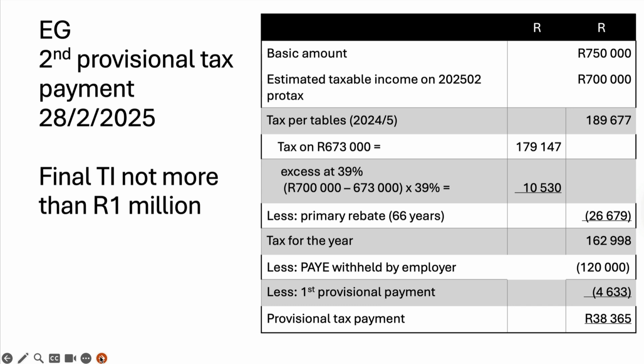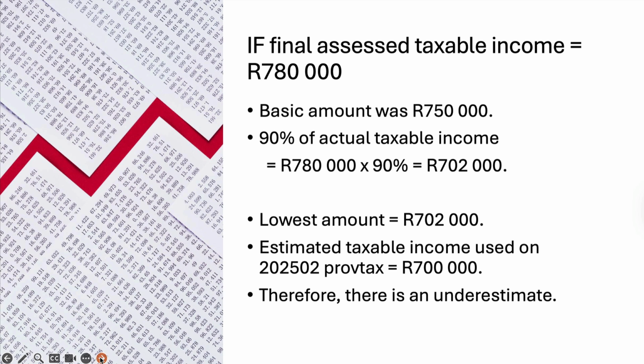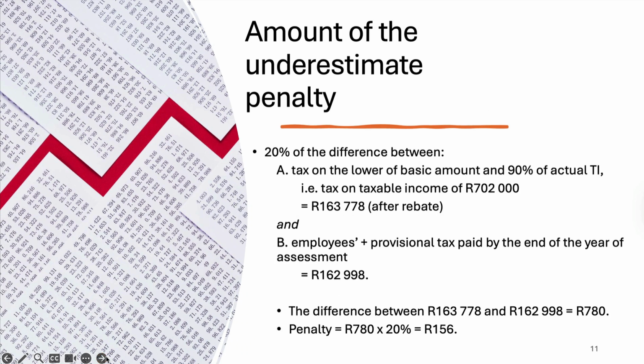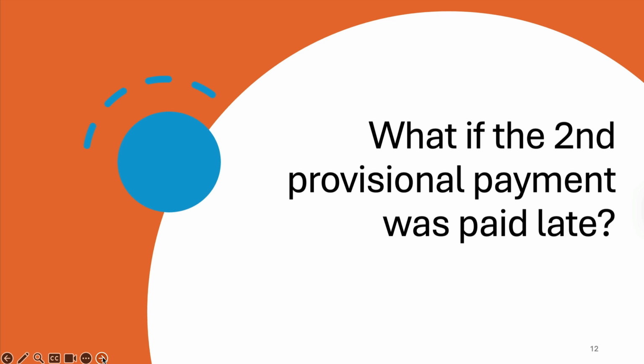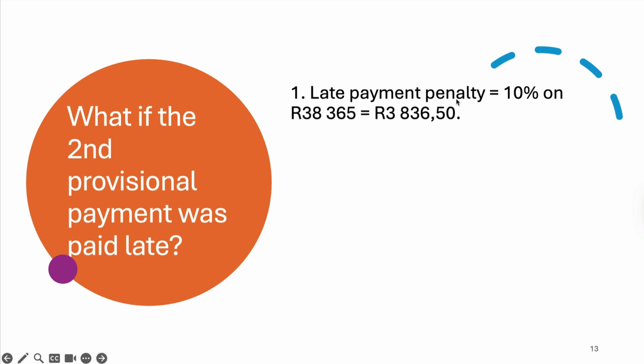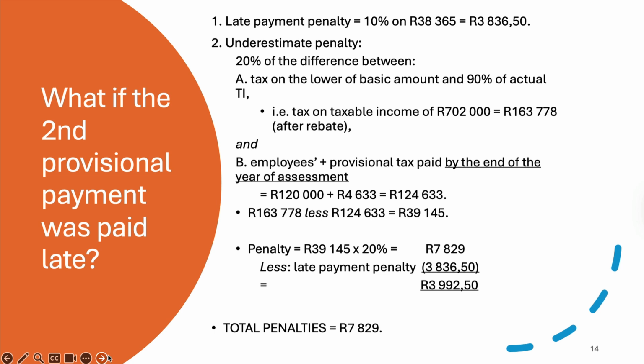All right, so using this same set of numbers that we had here, and if we go back to this calculation here, let's say he only paid that second provisional payment sometime later. Now remember that your penalty here is based on what tax should you have paid minus what have you paid by the last day of the year of assessment. So if you only pay your provisional tax later, then by the last day of the year of assessment, you haven't made that second provisional payment. So you're going to end up with a late payment penalty on that amount of the second provisional payment, the 38365, so 10% on that.